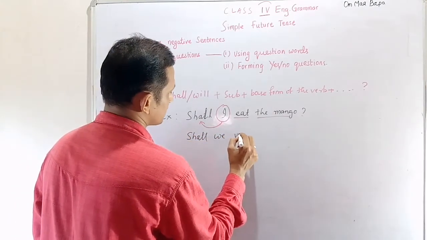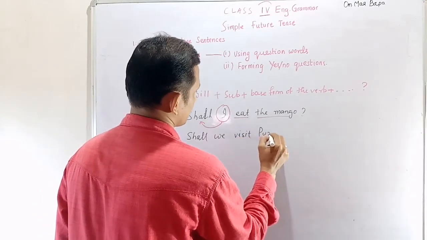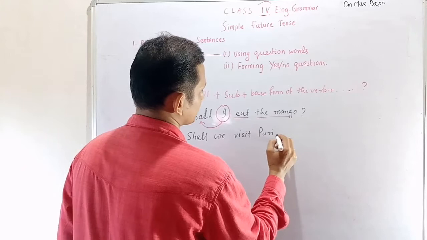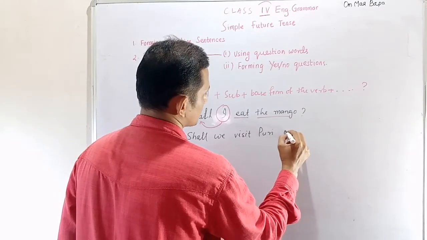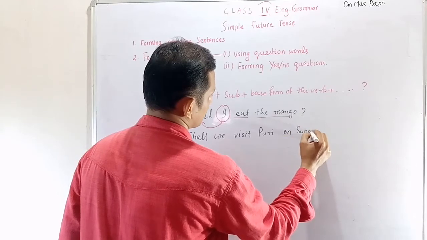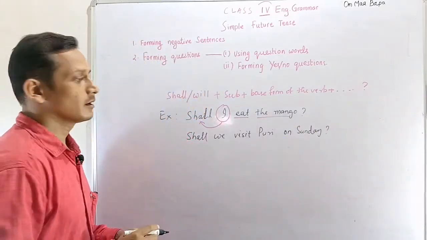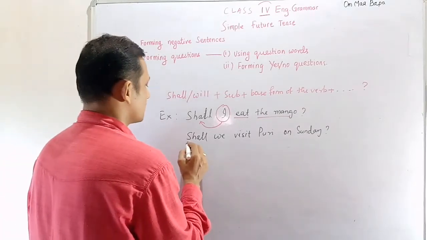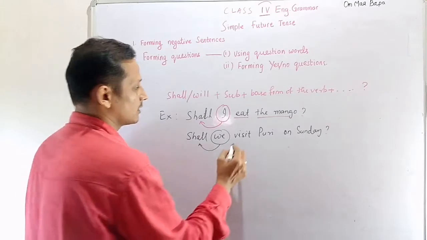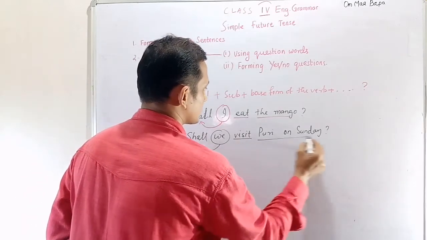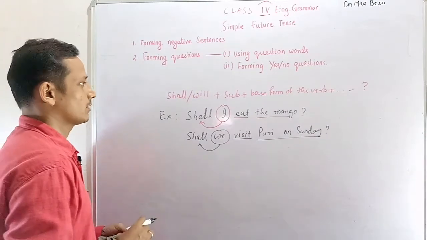Okay, shall we visit Puri on Sunday? Shall we visit Puri on Sunday? Because of we, shall is used, then the base form of the verb, then the rest of the sentence. At last we are putting a question mark.